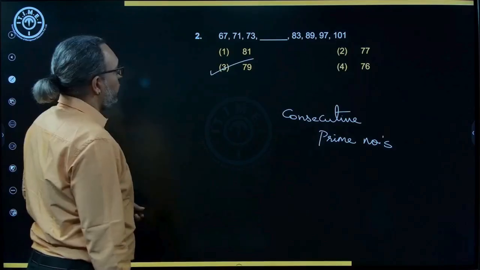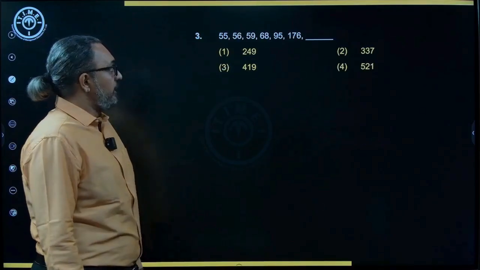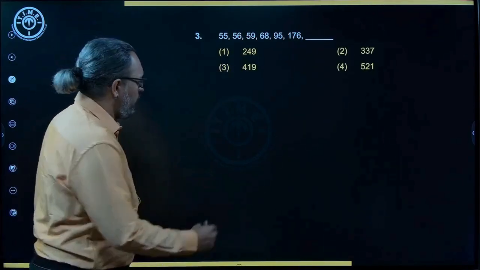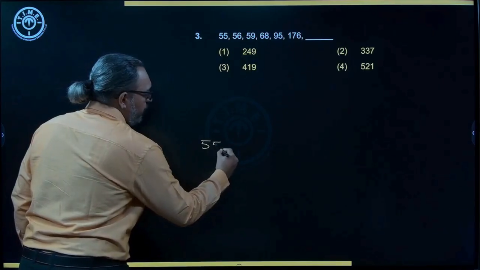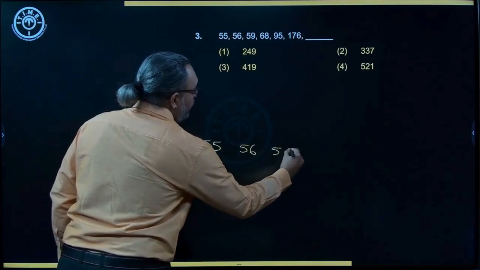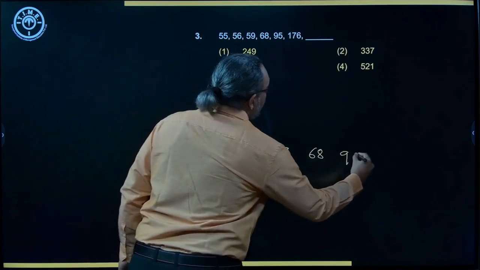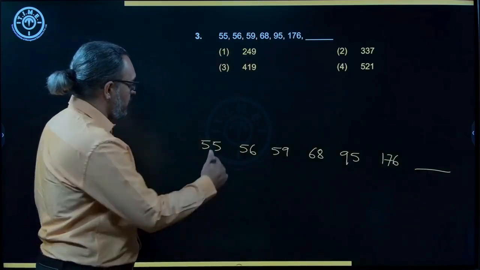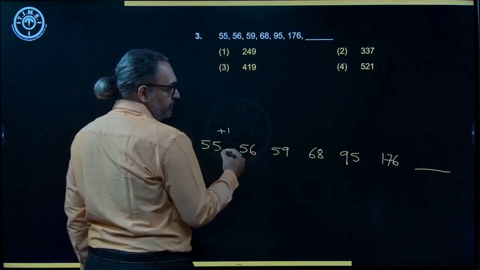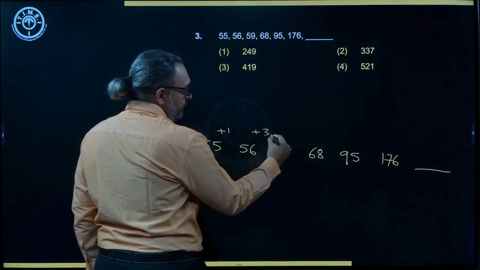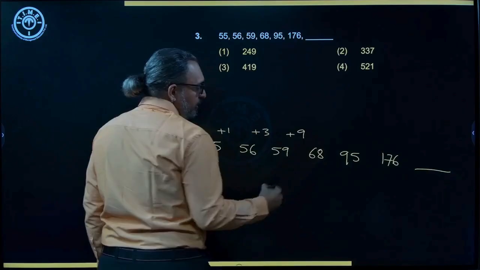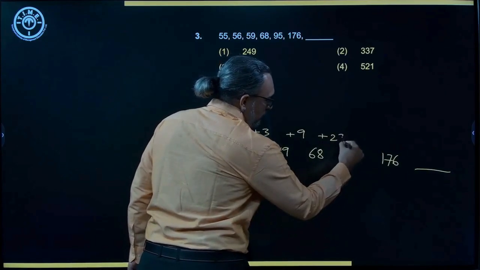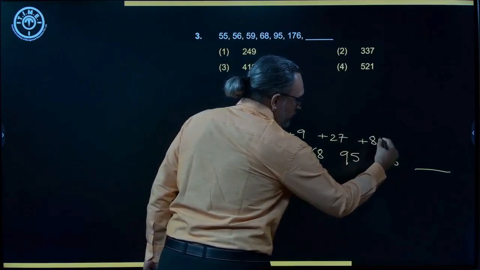Then moving on, next. Yes, now here we have 55, 56, 59. So they are consecutively increasing. So let us take the difference. So we have 55, 56, 59, 68, 95, 176, and then blank. Correct? So let's see. So we have plus 1, then we have plus 3, then we have plus 9, correct? And then we have plus 27, and then this is plus 81.